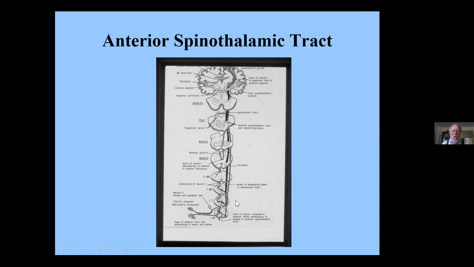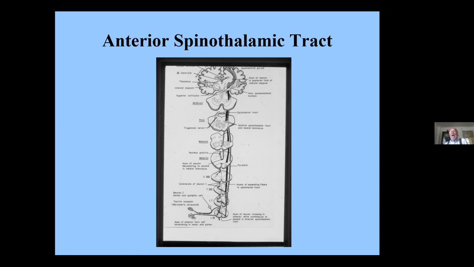Then the second order neurons of this anterior spinothalamic tract will, either at the level or a couple of levels rostral, cross the anterior white commissure and enter the anterior spinothalamic tract. It ascends through the lumbar cord, it ascends through the cervical cord, and it ascends into the medulla. At the medulla, usually around the middle of the medulla, the rostral medulla, the anterior spinothalamic tract joins, in somatotopic fashion, with the medial lemniscus.